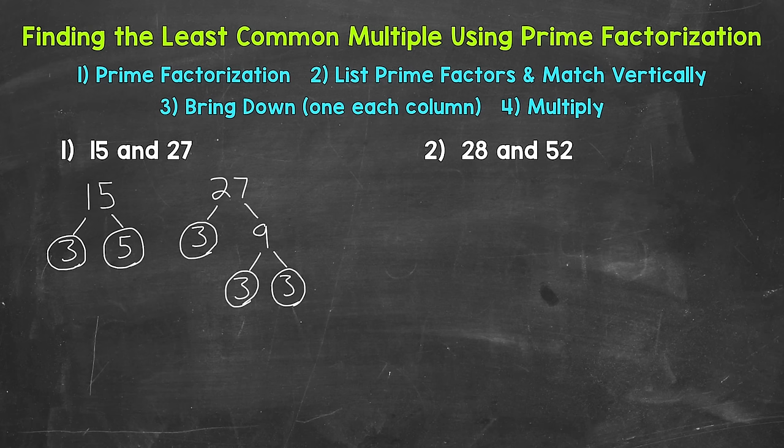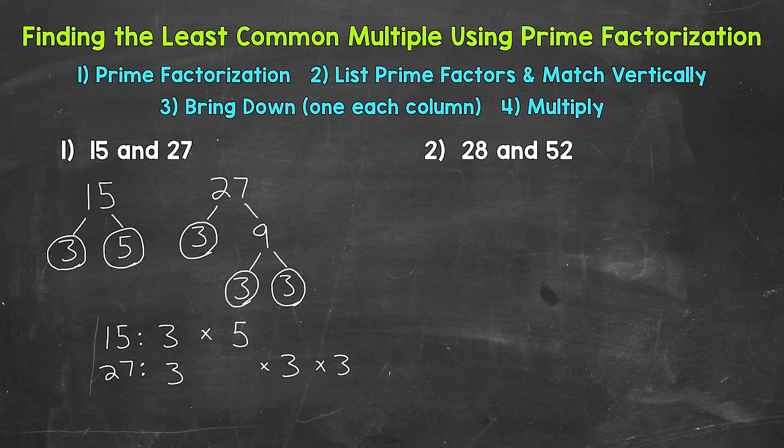Now we're ready to move to the next step. So we need to list the prime factors of 15 and 27 and match them vertically. Let's see what this looks like, starting with 15. So our prime factors from the prime factorization are 3 and 5, or 3 times 5. Now for 27. So we have 3 times 3 times 3, and you'll notice that big gap underneath the 5 there. We are matching numbers vertically. 27 does not have a prime factor of 5, so I left that blank underneath the 5.